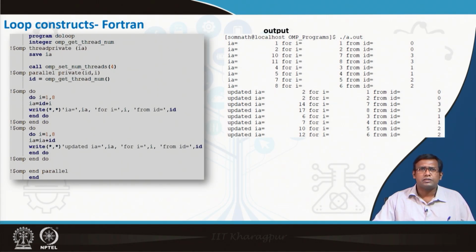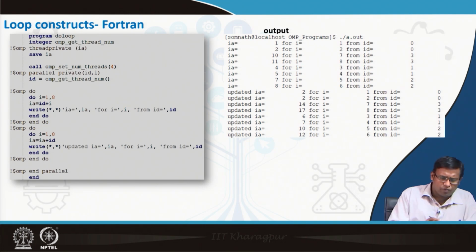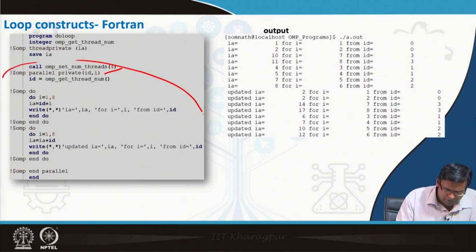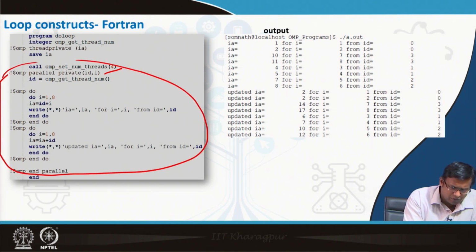So, what is done here? If you see this particular Fortran code, we have a loop, do I equal to 1 to 8, and ID inside the parallel region of the program. The OMP parallel private is the parallel directive, and the entire part starts at OMP parallel private. In Fortran, it is easy to identify the end of the parallel construct by OMP end parallel. So, this entire part is called the parallel construct.